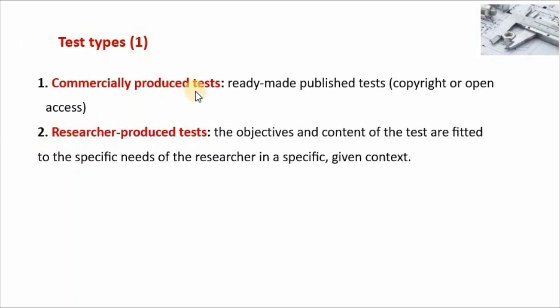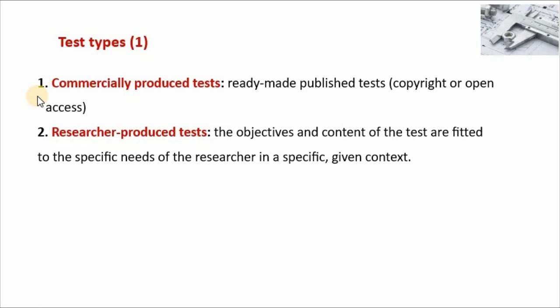Commercially produced tests are ready-made published tests. They can be copyright or open access. It means they can be free, or they can sometimes require payment on the part of the researcher. Usually, the commercially produced tests have a number of features which make them good for research. They are objective and they have been piloted and refined.